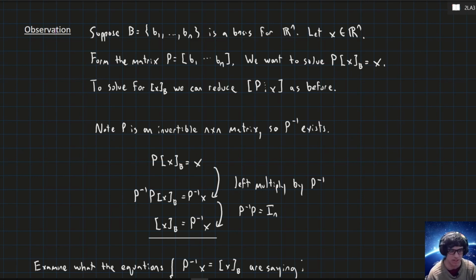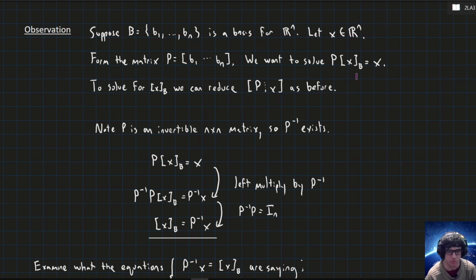Okay, now we'll look at and make an observation on a slightly different situation. Suppose that B is a basis for Rn. So we have n many vectors as a basis for Rn. And let's assume it's not the standard basis, it's some other basis. So let's assume x is in Rn.